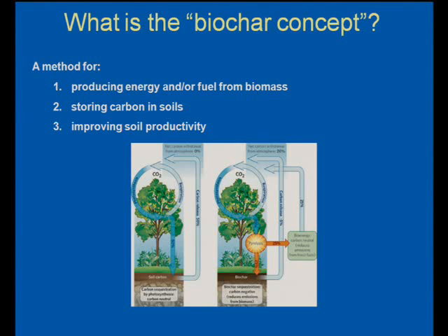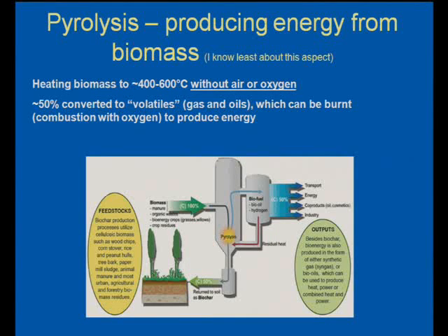sort of has these three prongs. The first is producing energy from the biomass. By pyrolysing, by heating biomass in the absence of oxygen, it's exothermic, you produce energy from that, and it's one of the many ways that you can get energy from biomass. The second is that it has potential for storing carbon in soils, and the third is the potential for improving soil productivity. And I'll go into more detail of each of those as we go through.